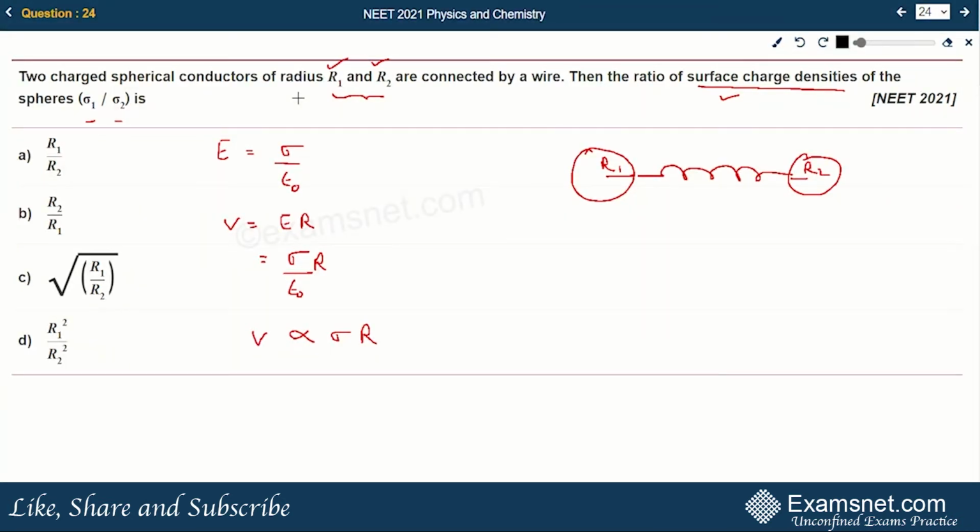Now, since these two spheres are connected through the wire, they will have the same potential. That means V1 will be equal to V2, or we can say sigma 1 R1 will be equal to sigma 2 R2. Now sigma 1 divided by sigma 2 will become R2 divided by R1. Therefore, the correct option out of the given will be option B. So this is the correct answer here.